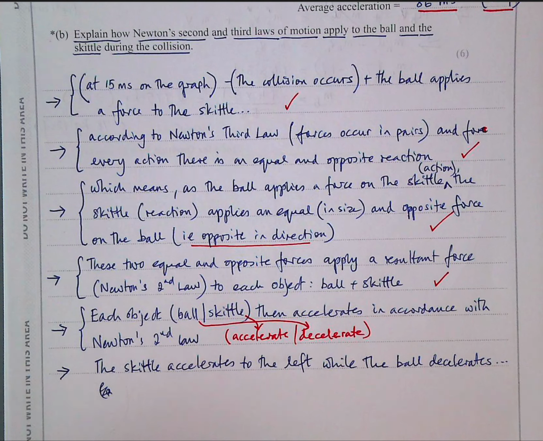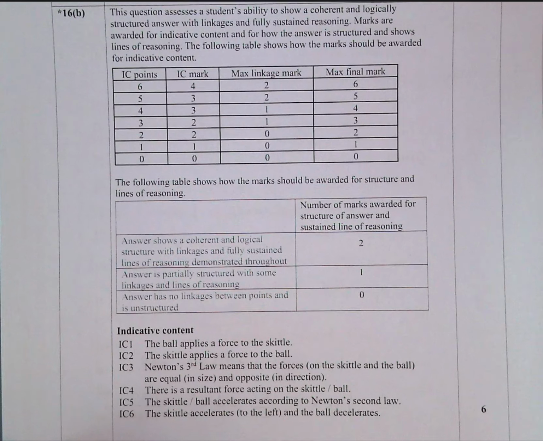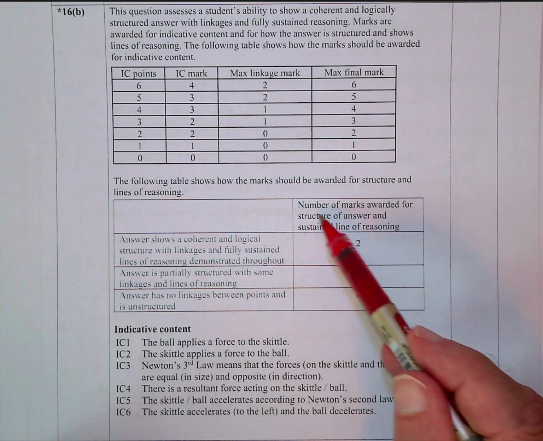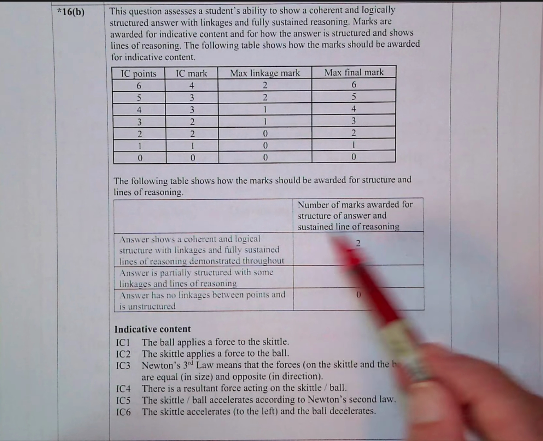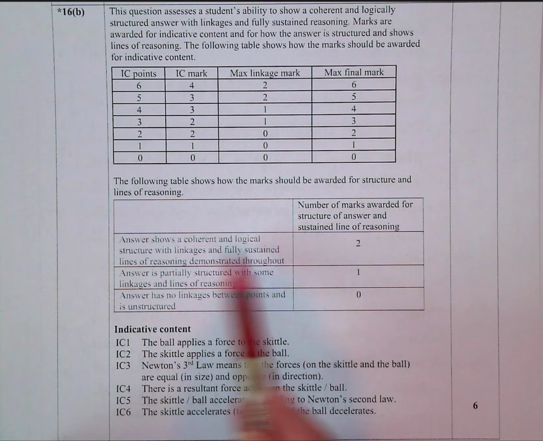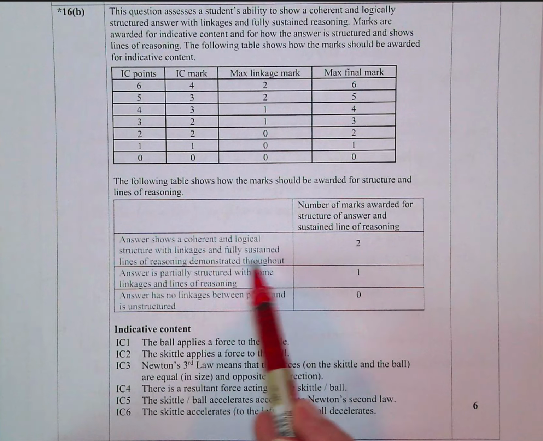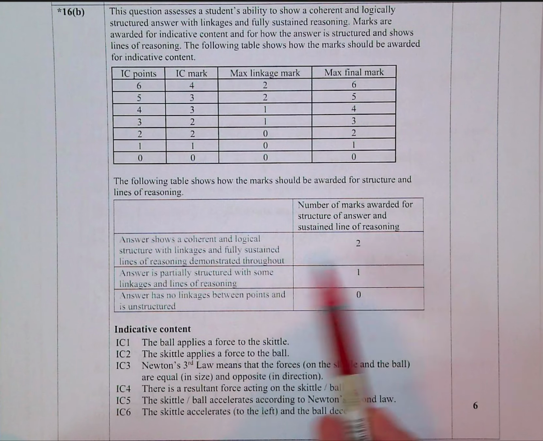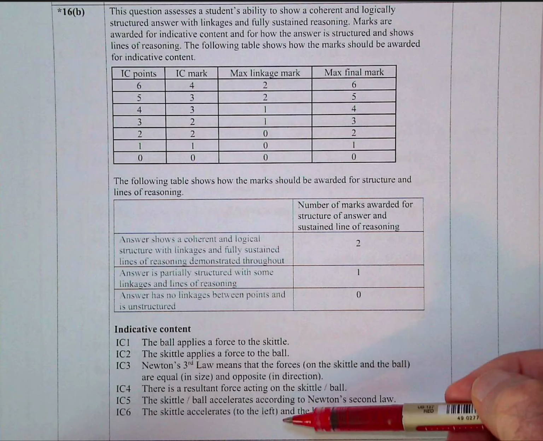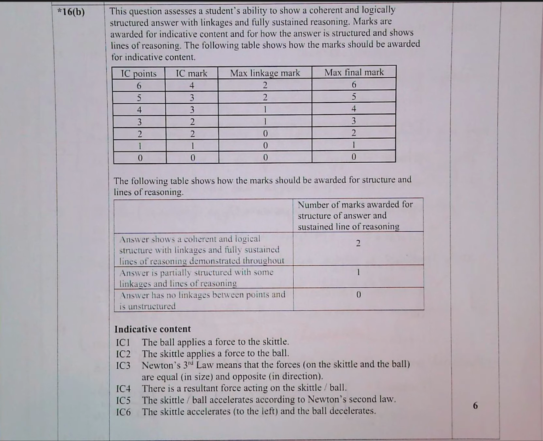Now, if you look at the mark scheme, and I'll show you it, for these questions, you can only get 4 marks for just listing these points. So the 2 extra marks, number of marks awarded for the structure of your answer and sustained line of reasoning. 2 marks says the answer shows a coherent and logical structure with linkages and fully sustained lines of reasoning. So I think mine would get 6 marks, obviously. But if you put all these and you've done it the way I've done, you'll be fine.